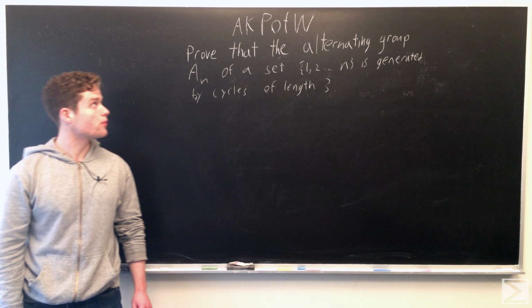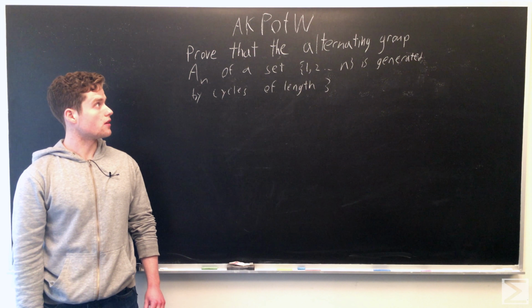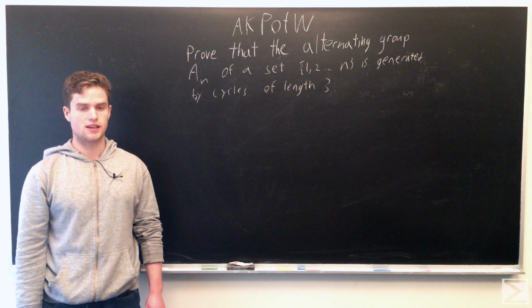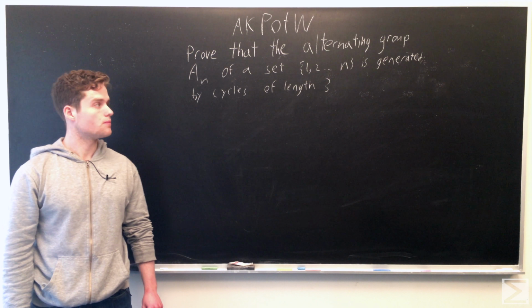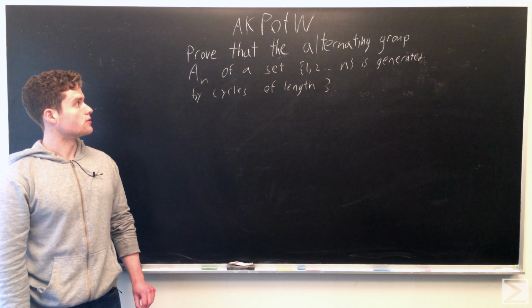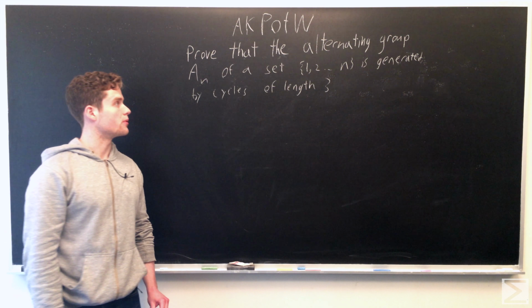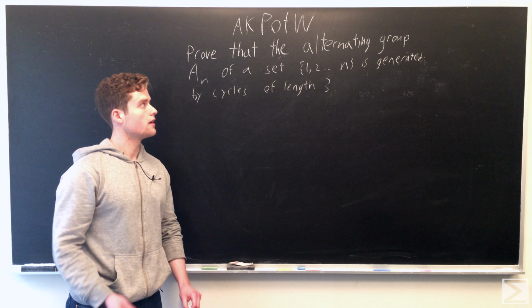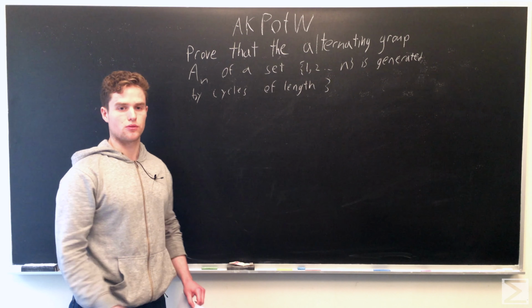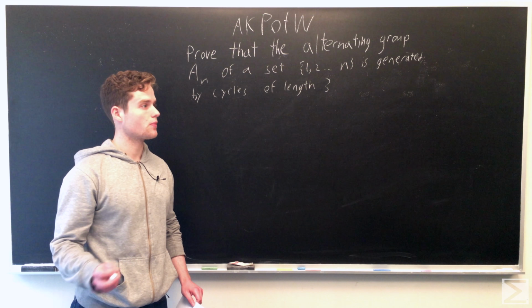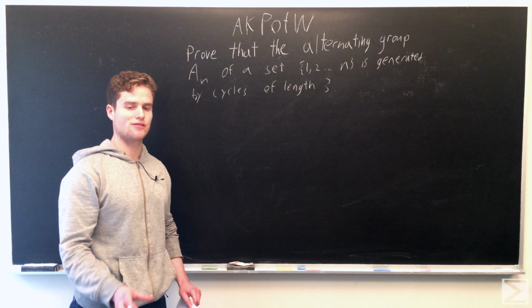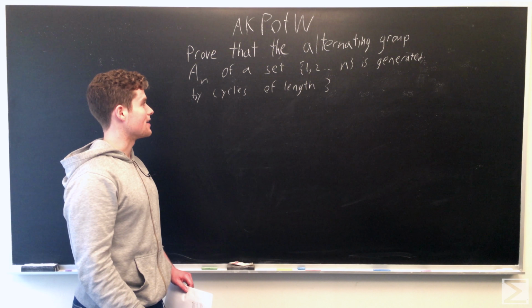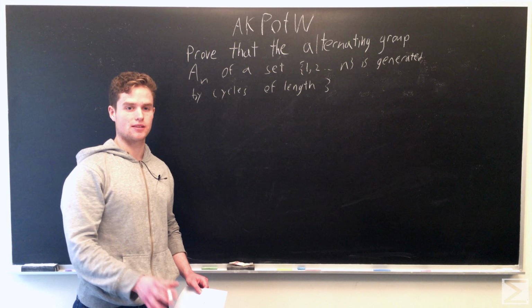For this week's problem, we want to prove that the alternating group A_n of the set {1, 2, ..., n} is generated by cycles of length 3. Since we're dealing with the alternating group, we can represent any permutation of 1, 2, ..., n as a product of an even number of transpositions. So we can consider a couple of cases.